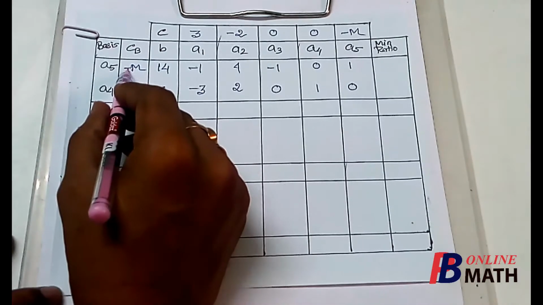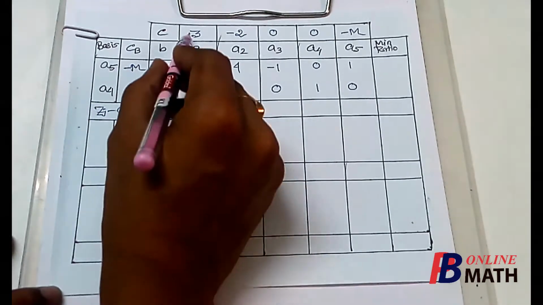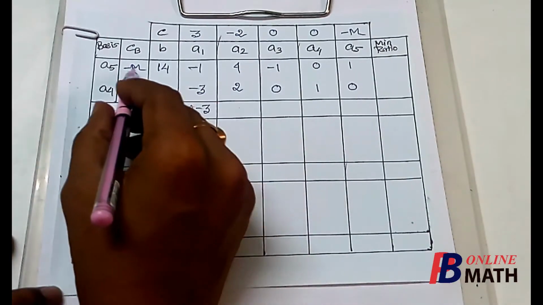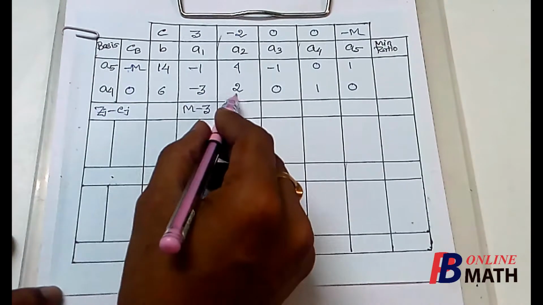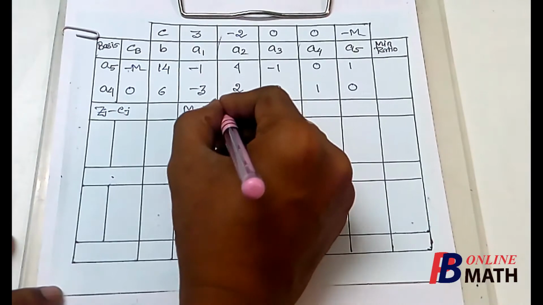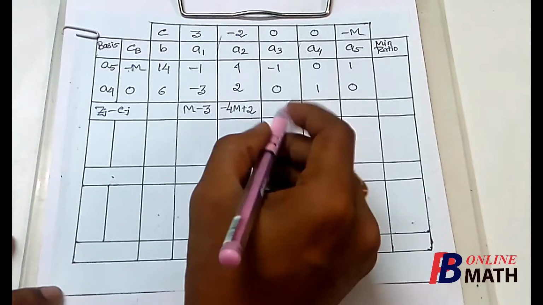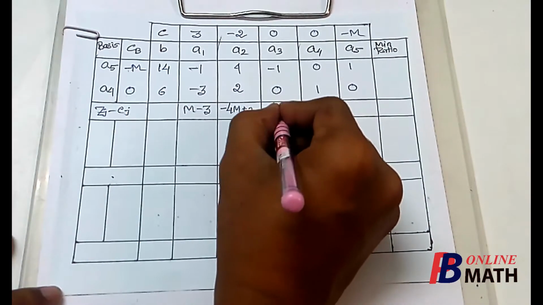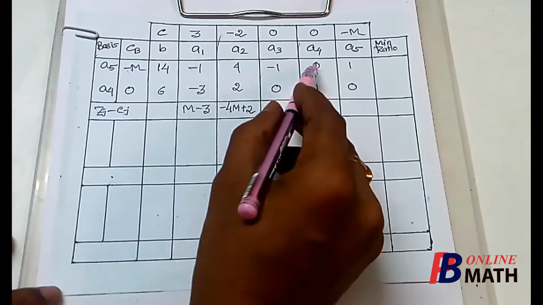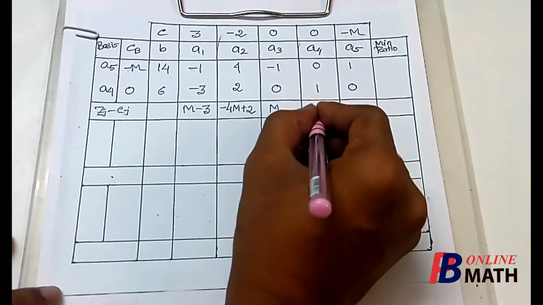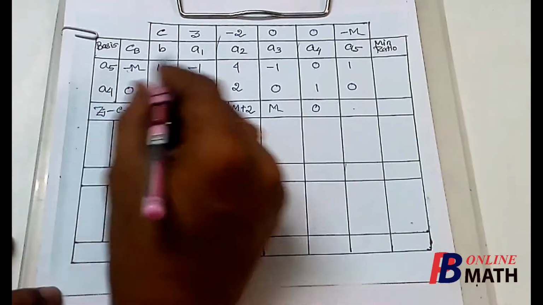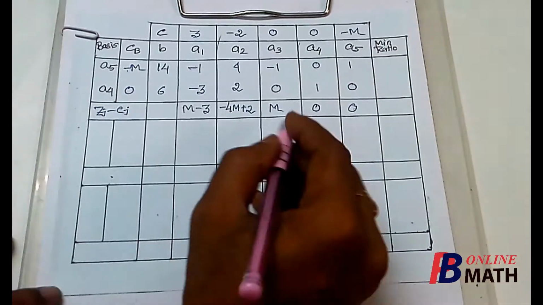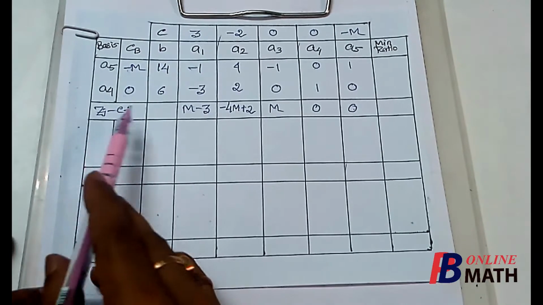Now this value will be minus M into minus 1 plus 0 into the other entry, minus this, which is M minus 3. This one will be minus M into 4, so minus 4M, plus 0, minus of minus 2, that is minus 4M plus 2. This will be minus M into minus 1, so M, minus 0, so it is M. This one will be minus M into 0 plus 0 into 1 minus 0, so it is 0. And finally this one is minus M into 1 plus 0 into 0 minus of minus M, so it is again 0. So we have computed all the values of Zj minus Cj.